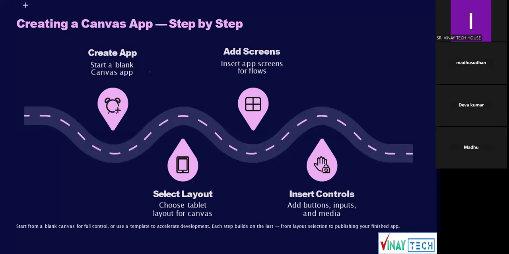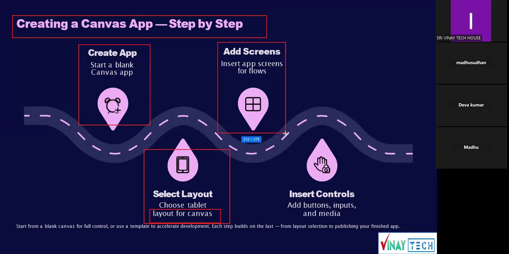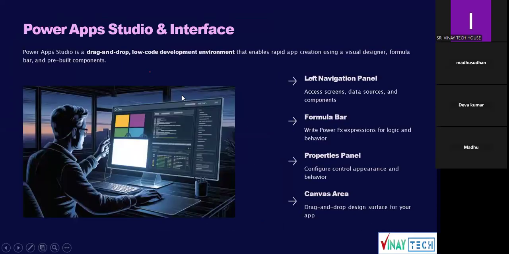This is the flow, guys, to create a Power Canvas app. This is the step-by-step process. We'll create a Power Canvas app, a blank canvas app. We'll add some layouts. Before creating a Power Canvas app, it will ask us to choose whether tablet or mobile layout. Then we'll add screens and controls. Here we will add buttons and inputs. This is the step-by-step process flow while creating a Power Canvas app.